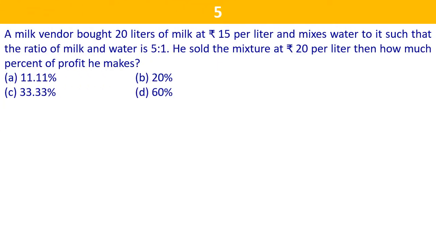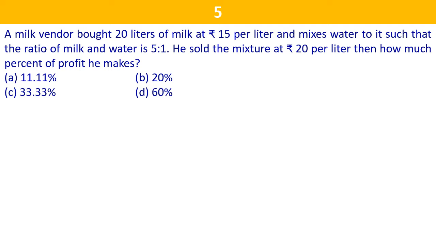Problem number 5. A milk vendor bought 20 liters of milk at rupees 15 per liter and mixes water to it such that the ratio of milk and water is 5:1. He sold the mixture at rupees 20 per liter. Then how much profit percent does he make? Assuming that the water is available free of cost, we need to solve this question.